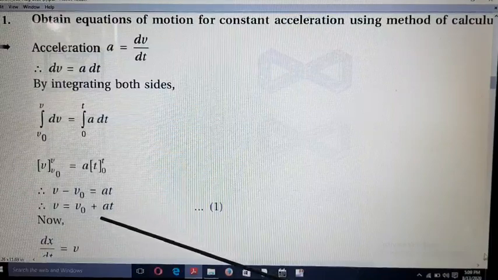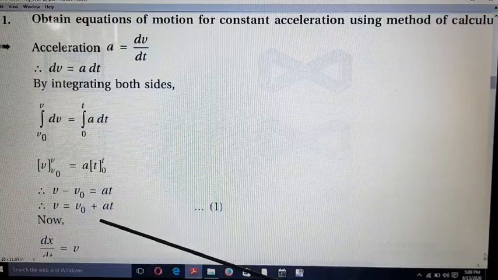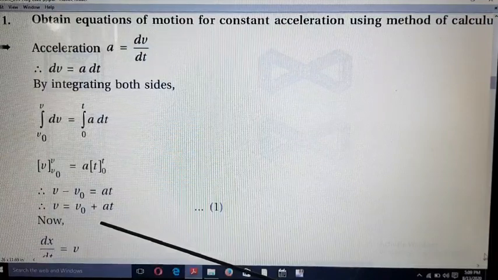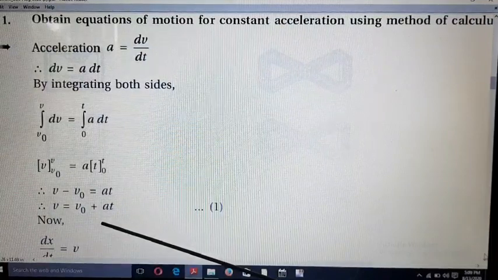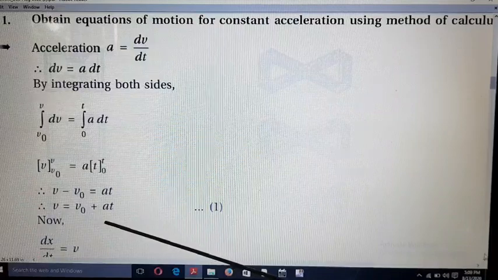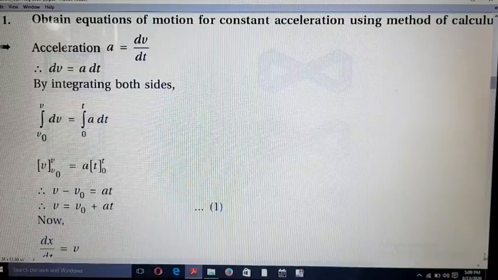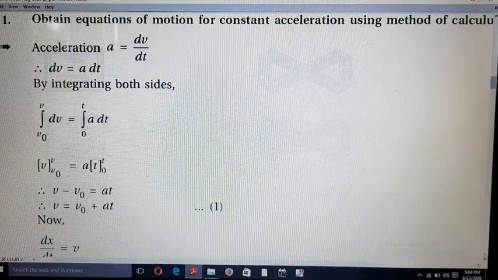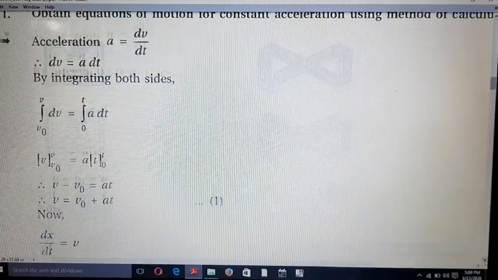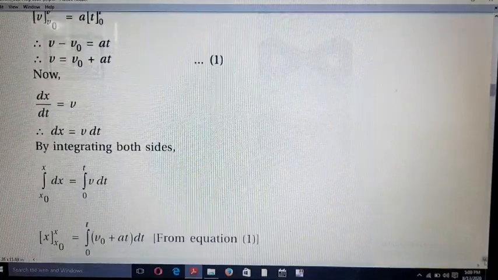Friends, this is the first equation, the equation for constant acceleration. Okay. So v is equal to v0 plus at. And this is the equation number 2.